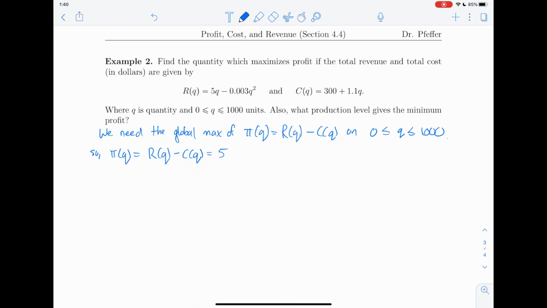Well, the revenue is 5q minus 0.003q squared minus the cost. I'm going to open up parentheses here to make sure I distribute this negative: 300 plus 1.1q. And here, if I distribute the negative and then I simplify, I should end up with negative 0.003q squared plus 3.9q minus 300.